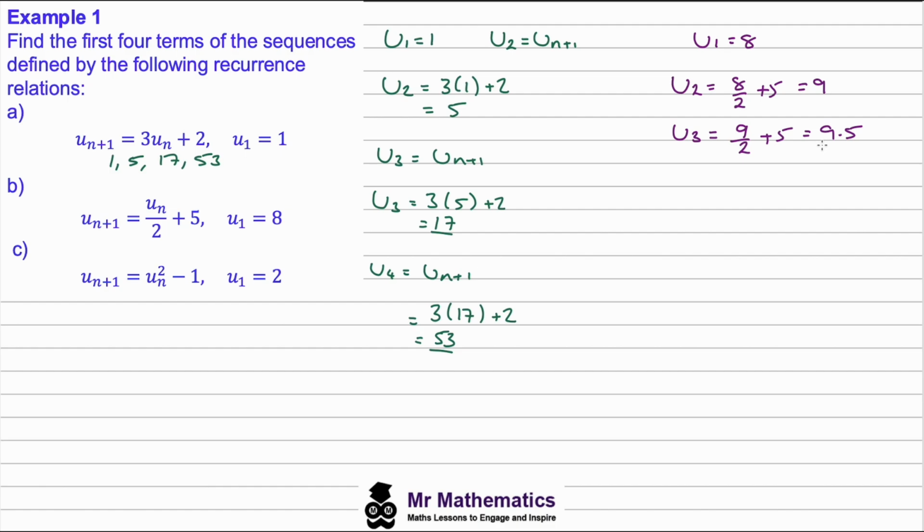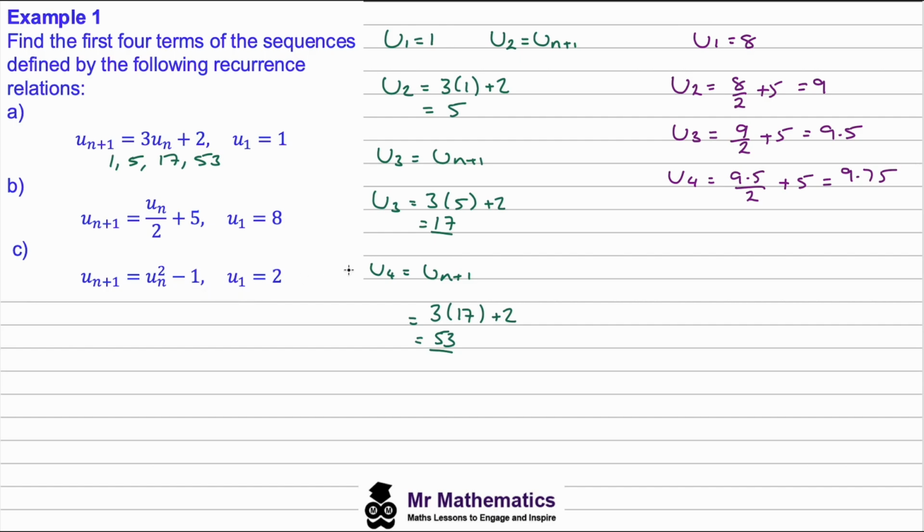What do you think the next term will be? So u4 will be the previous term, 9.5, divided by 2 plus 5. And this will give us 9.75. So perhaps you want to try question C. We have a recurrence relation, and we've been given the first term in that sequence.